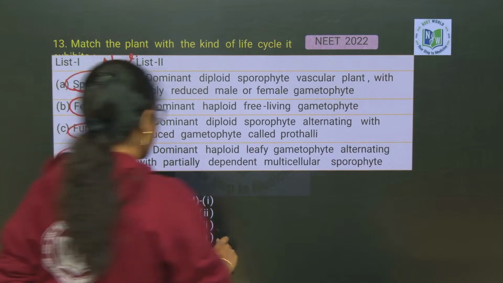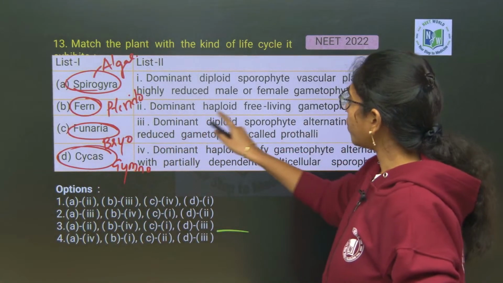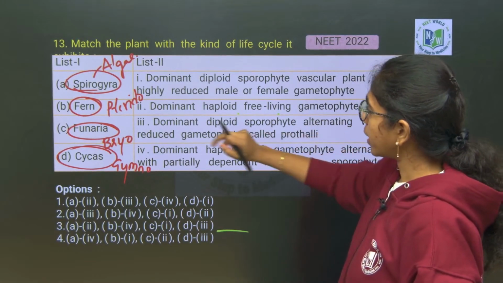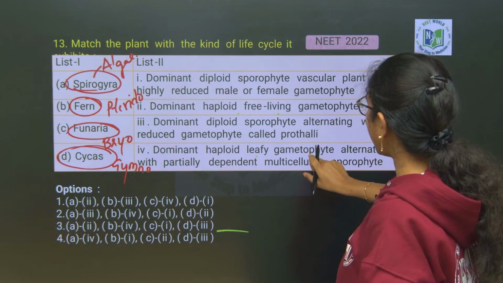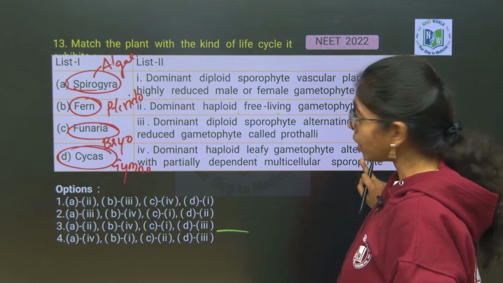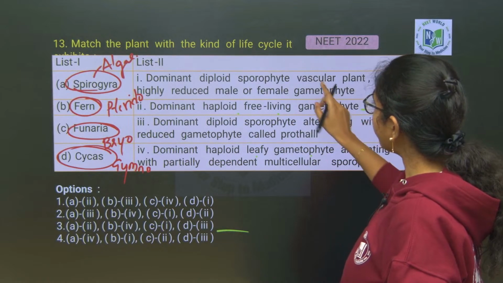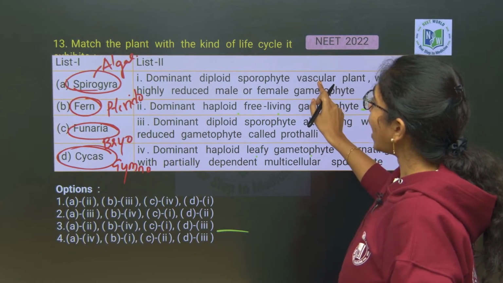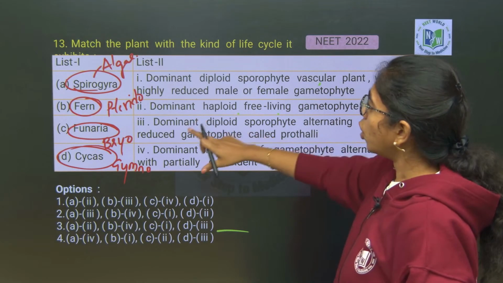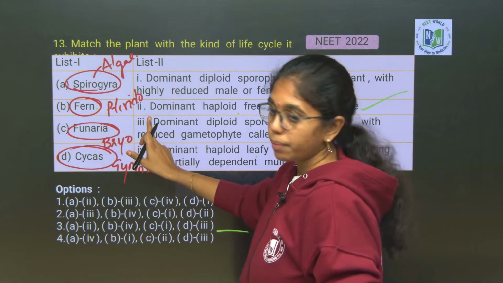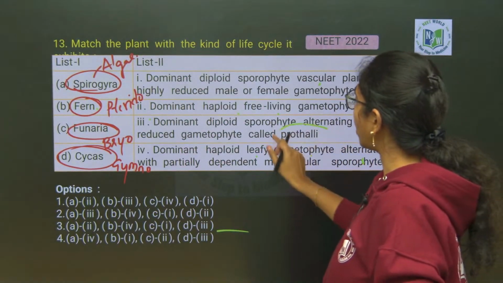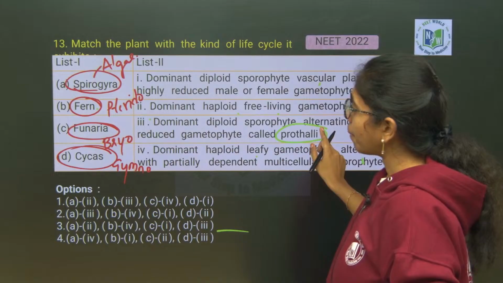Okay, let me check it out. So Spirogyra, dominant haploid free living gametophyte. Okay, accepted. B is 4, you said, right? Funaria, dominant haploid leafy gametophyte. In pteridophytes, what is the dominant phase? Sporophyte, I told you, no? Dominant diploid sporophyte vascular plant with highly reduced male or female gametophyte. No. B will be 3 because it has dominant diploid sporophyte alternating with reduced gametophyte called as what? Prothallus. B is 3.